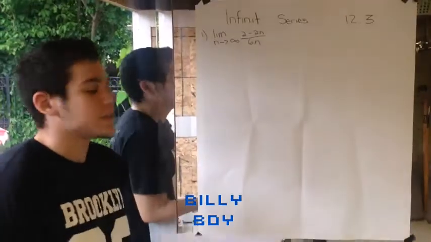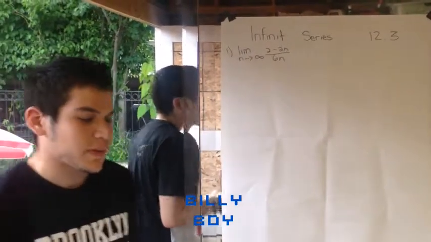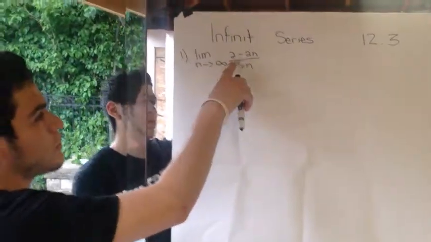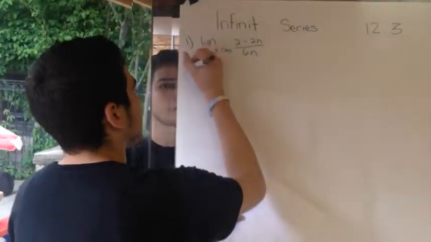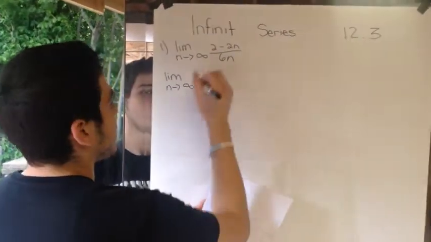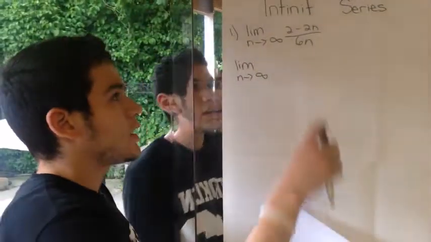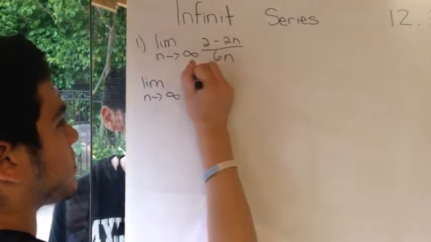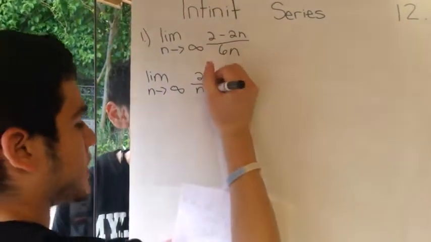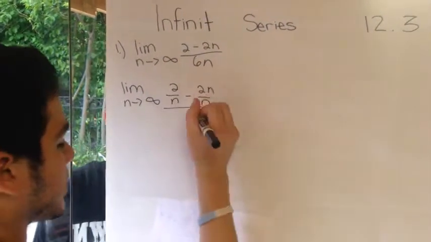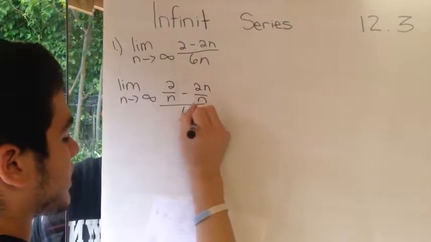Today we're going to do some infinite series using the limit as n approaches infinity. The first problem is the limit as n approaches infinity of (2 minus 2n) over 6n. Your first step is to take your highest n and divide everything by it. So it'll be 2 over n minus 2n over n, over 6n over n.